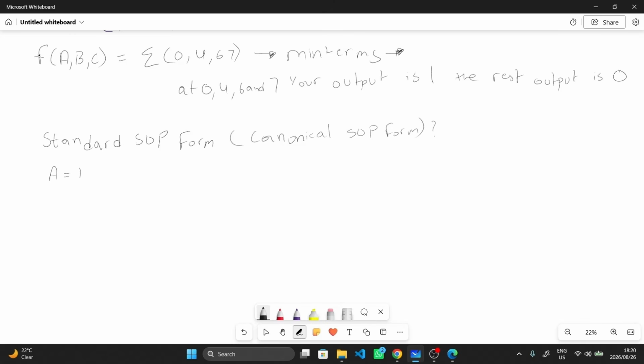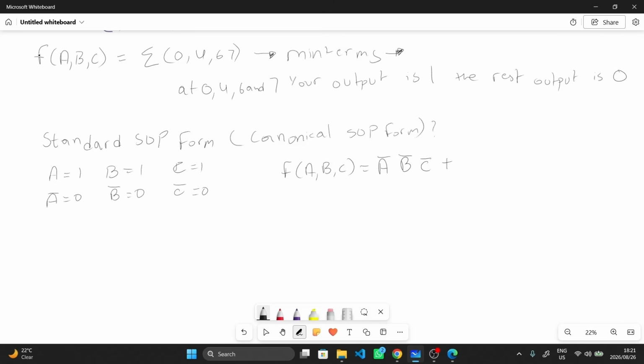So first thing we must remember, A is 1, A complement is 0. Same goes with B is 1, B complement is 0. C is 1, C complement is 0. Now we can express this in standard form or canonical form. So 1 is at 0, 0, so that will be 0, 0. So A is 0, B is 0, C is 0, right?